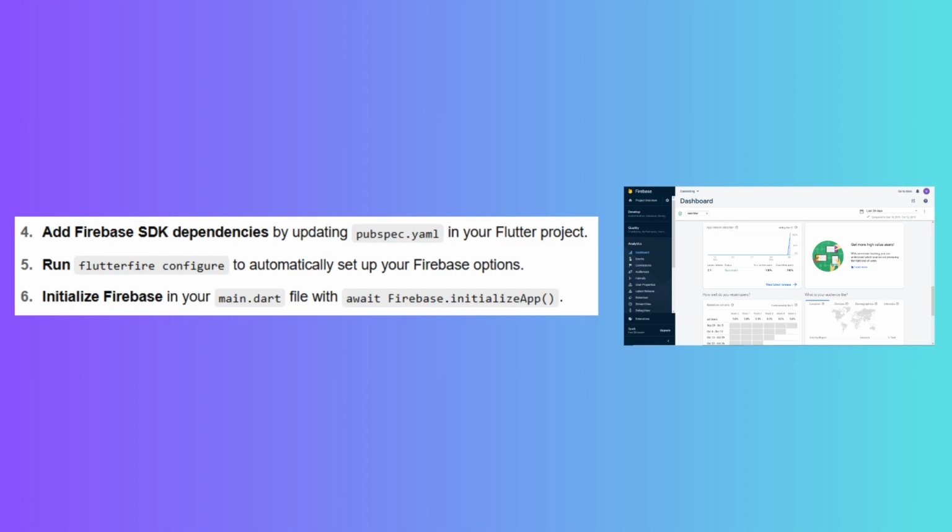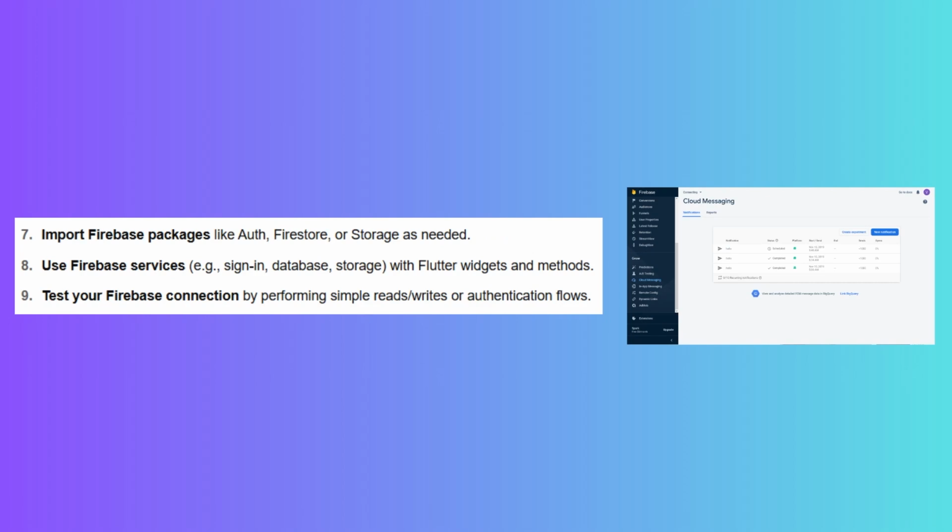Initialize Firebase in your main.dart file with await Firebase.initializeApp. Next, import Firebase packages like auth, Firestore, or storage as needed. Use Firebase services, e.g. sign-in and database storage, with Flutter widgets and methods.